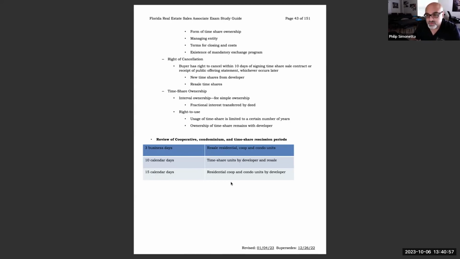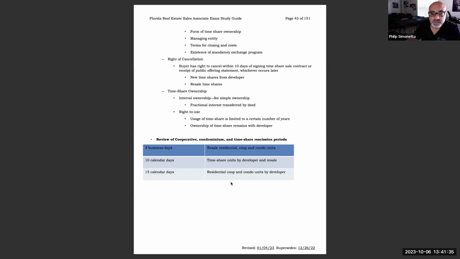Timeshare ownership. There are two different types of ownership. You have interval ownership, which is fee simple ownership. The fractional interest is divided by deed. That means you buy it and you own it forever, and you decide when you're going to sell it. Right to use timeshare ownership is usage of the timeshare, but it's limited to a number of years, and the ownership remains with the developer. So say you buy it, you have access to it for 50 years. After 50 years, it goes back to the developer. That's the right to use.